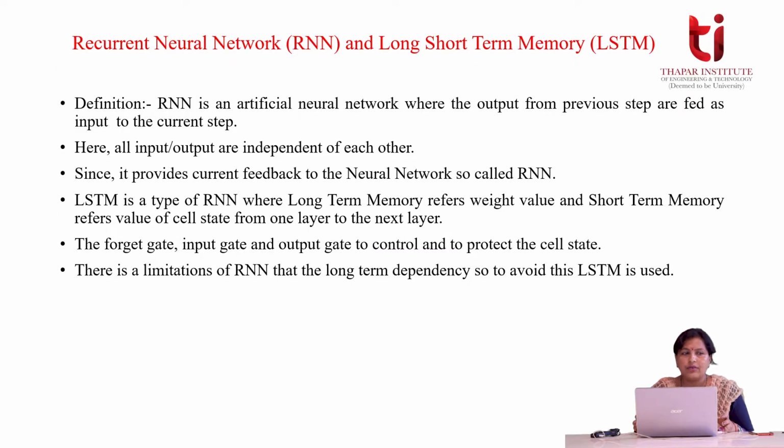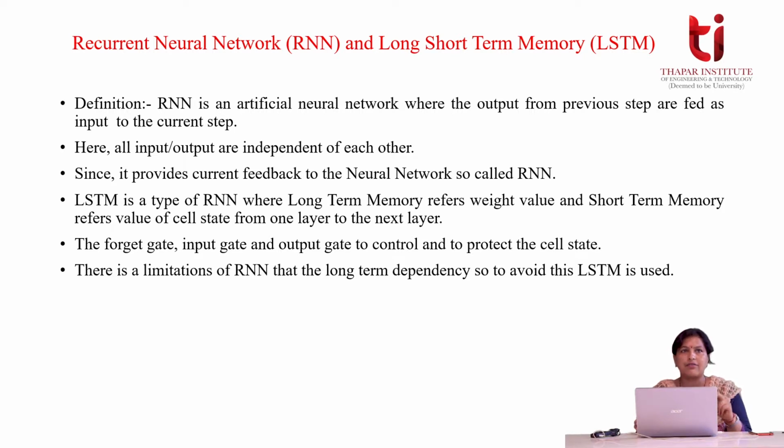Now, I want to define what recurrent neural network and long short-term memory are. Recurrent neural network is an artificial neural network where the output from the previous step is fed as input to the current step. Here, all inputs and outputs are dependent on each other, since it provides current feedback to the neural network, so it is called RNN. LSTM is a type of RNN where long-term memory refers to the weight value and short-term memory refers to the value of the cell state from one layer to the next layer.